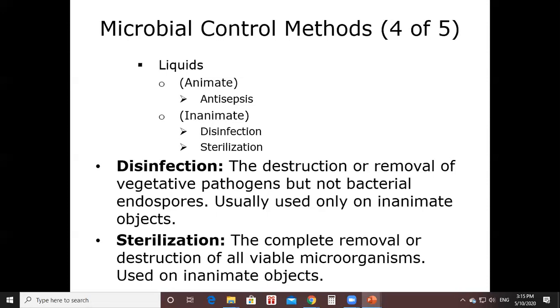Then you have sterilization. That's the complete removal or destruction of all viable microorganisms. This is typically used on inanimate objects. With sterilization, you kill the bacterial spores, the endospores, the vegetative pathogens, everything. That's sterilization, as opposed to disinfection, which typically does not remove bacterial endospores.